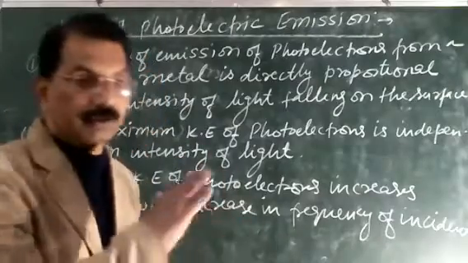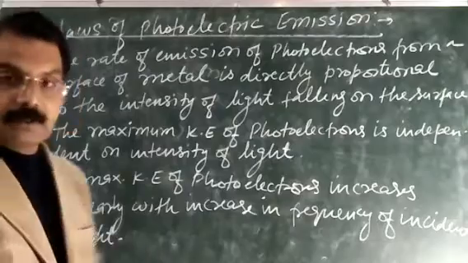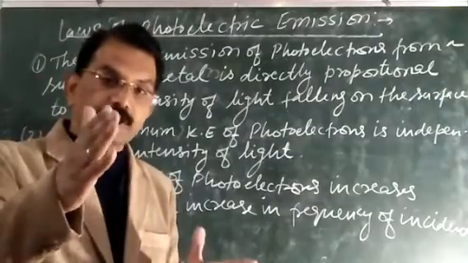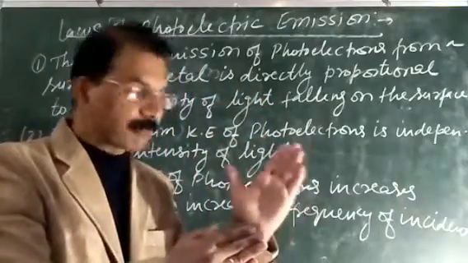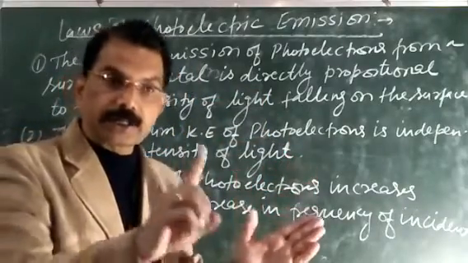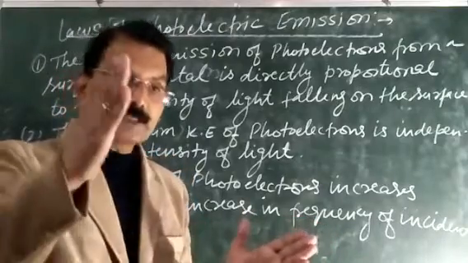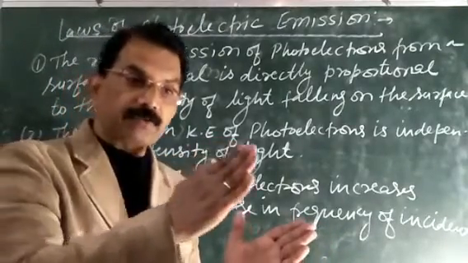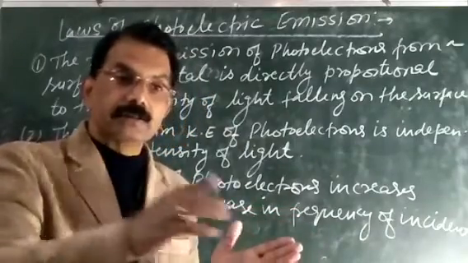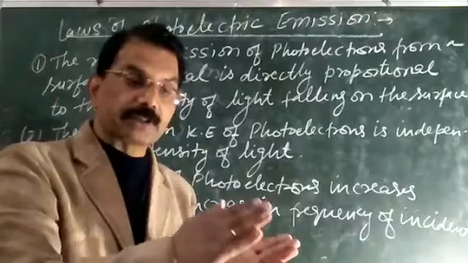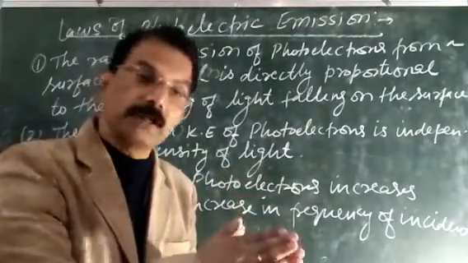Threshold frequency. And the last one is what here? One more, the fifth one. Since in the experiment it was observed that as soon as the light was made to fall on the metal plate P1, immediately the deflection in the galvanometer started. It means that as soon as the light falls on the metal plate, immediately the photoelectron emission takes place. So from where were these photoelectrons mostly coming? From the surface of the metal.